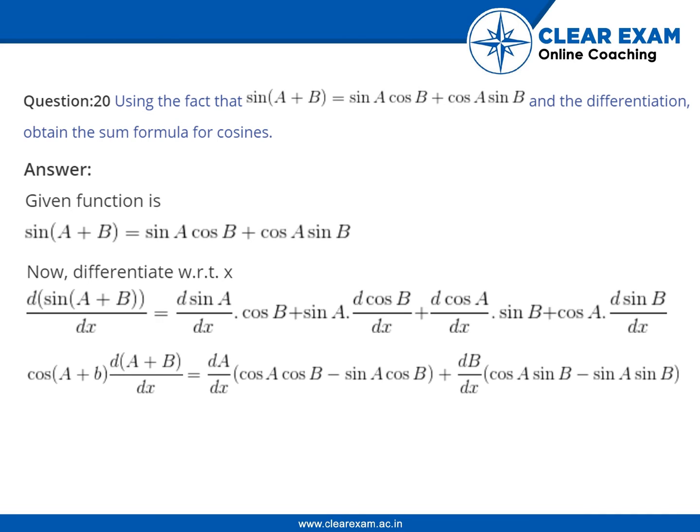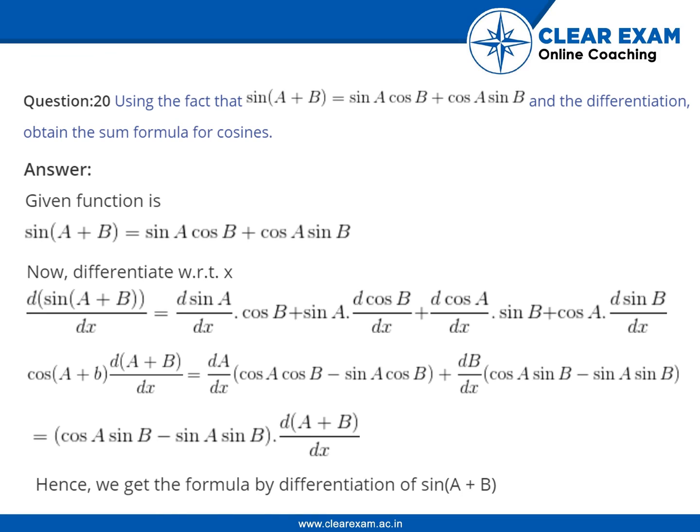Cos(A+B) into d of (A+B) upon dx is equal to dA by dx into cos A cos B minus sin A cos B plus dB by dx into cos A cos B minus sin A sin B, which is equal to cos A cos B minus sin A sin B, d of (A+B) upon dx. Hence we get the formula by differentiation of sin(A+B).